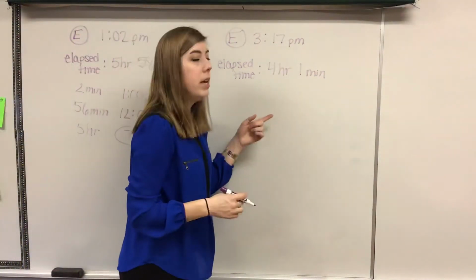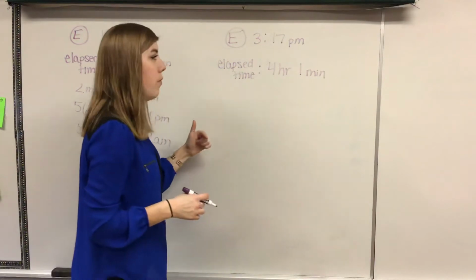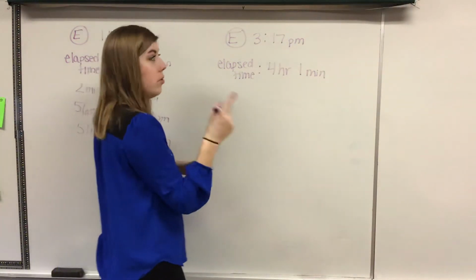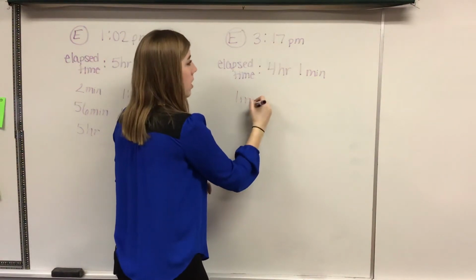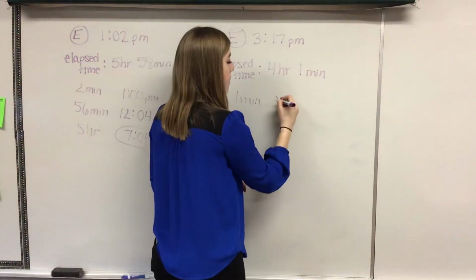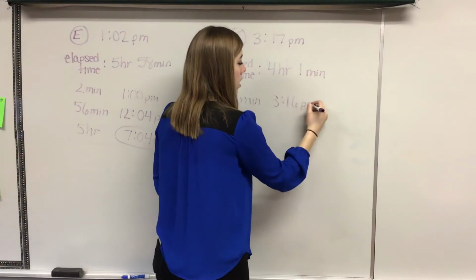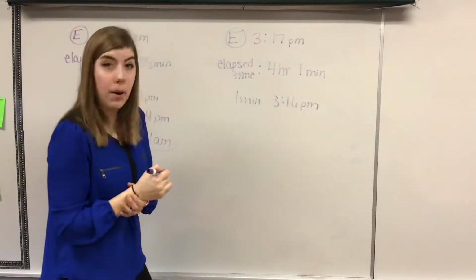If my end time is 3:17 and I work backwards 4 hours and 1 minute, I'm going to use the same steps. Start with minutes. Okay, if I use 1 minute, I'm going to be at 3:16 p.m. Okay, now I have 4 hours left to go backwards.